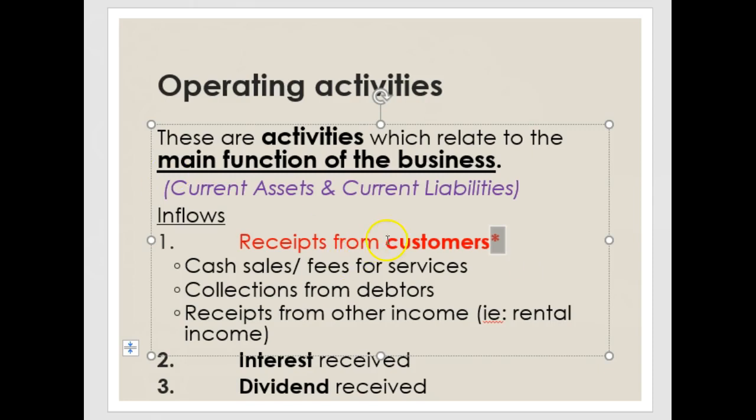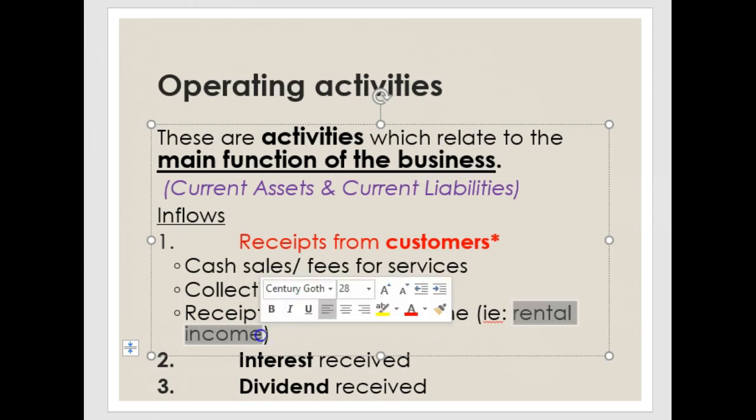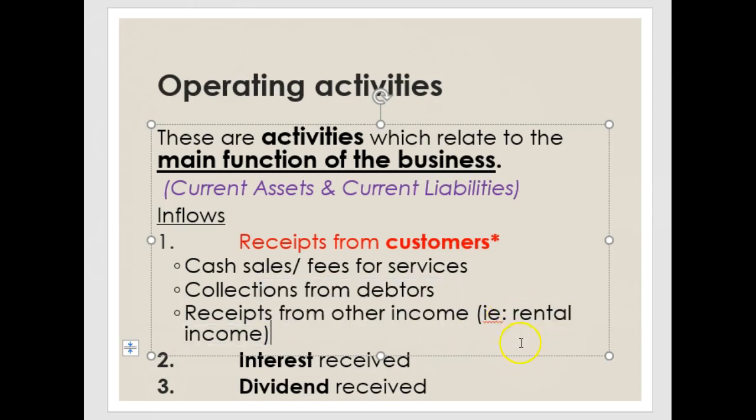Under receipts from customers, we have cash sales or cash that we have received for our service. And sometimes we have made some credit sales. When we make some credit sales, we must remember to collect the money from our debtors. When we collect the money from our debtors, all the money that we have collected is also considered as receipts from customers. And lastly, receipts from other income. For example, let's say I receive some cash from rental income. The cash that I receive from rental income is also considered as receipts from customers.